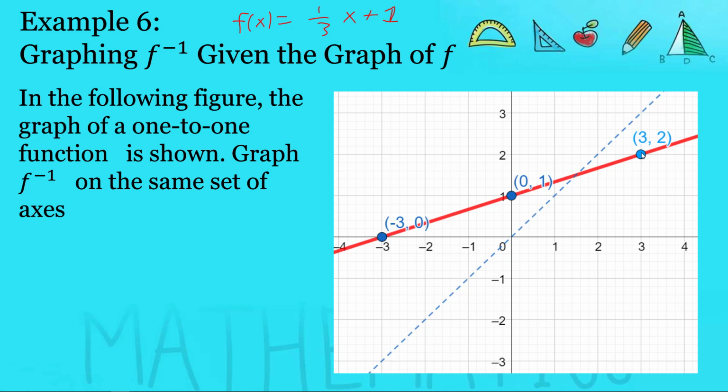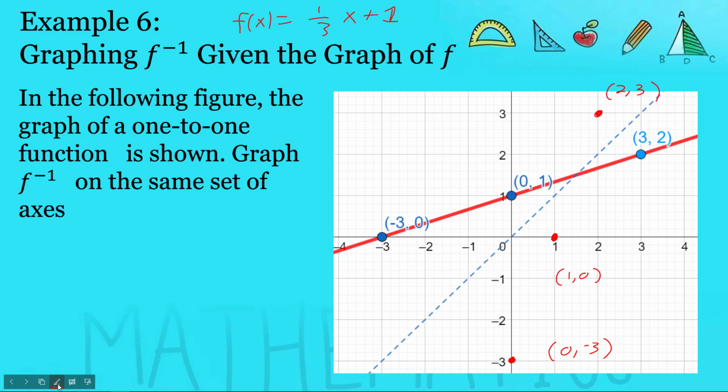So if 3, 2 is on the graph of f, then 2, 3 is on its inverse. 2, 3, and it is right there. If 0, 1 is on the graph of f, then 1, 0 is on its inverse, right there. And similarly, if negative 3, 0 is on the graph, then 0, negative 3, almost messed that one up, is on its inverse, right there.